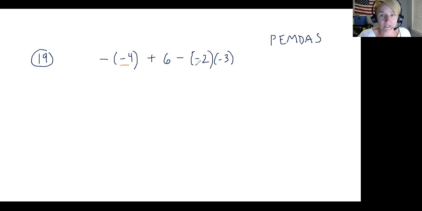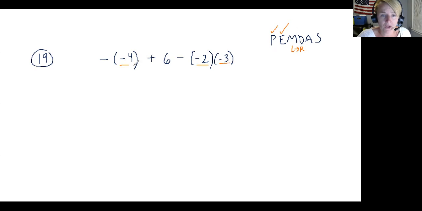I've got 3 sets of parentheses, but they don't need anything done to them, so there's nothing to do here. There are no exponents, so I can skip this one. So I'm on this multiplication and division step. And remember, multiplication and division is left to right. I don't see any division, so I probably don't need it, but let's just go ahead and figure this out.